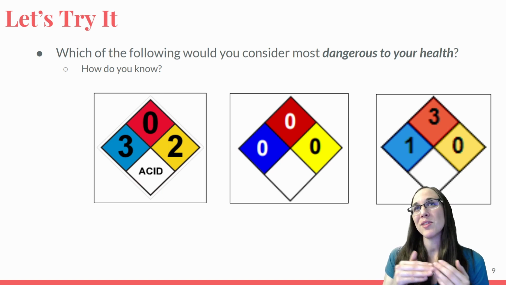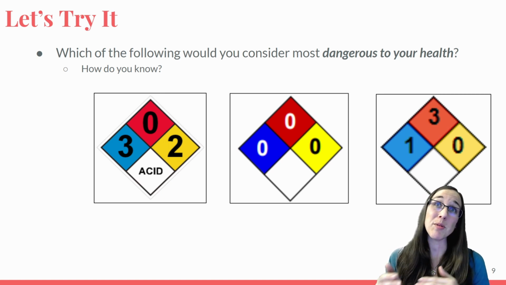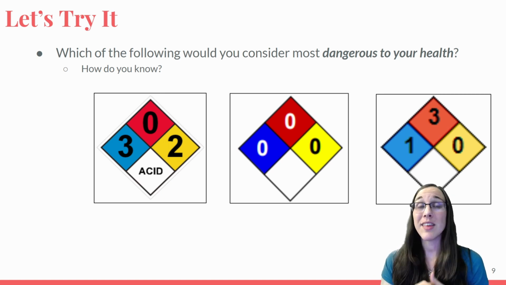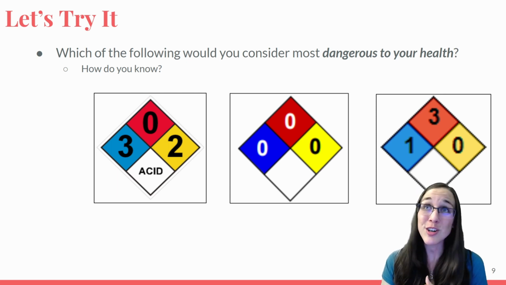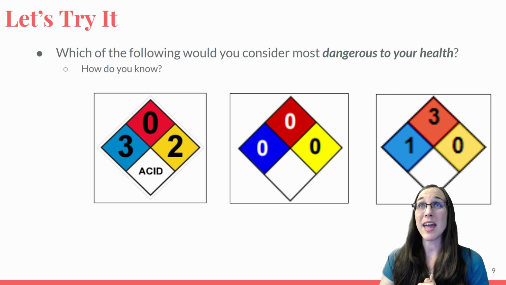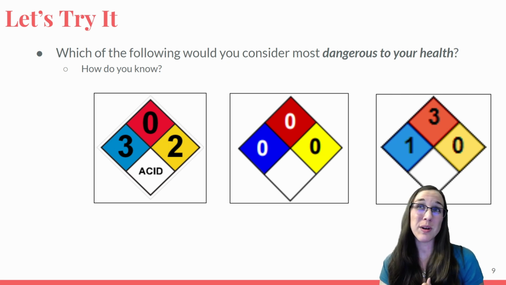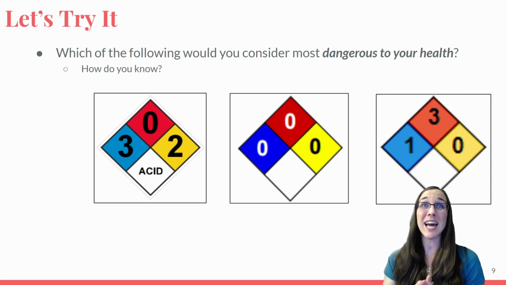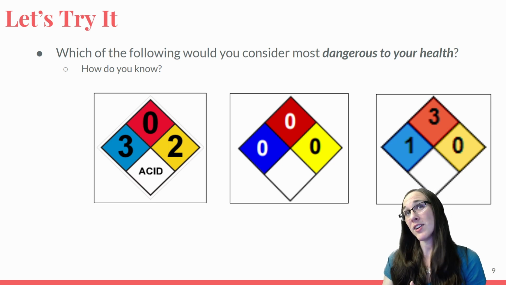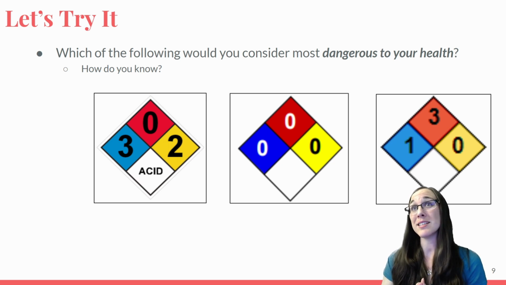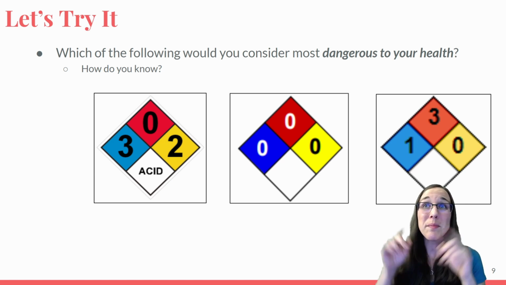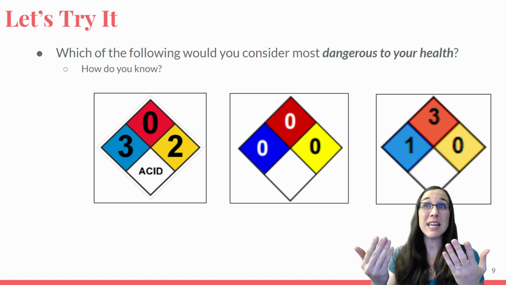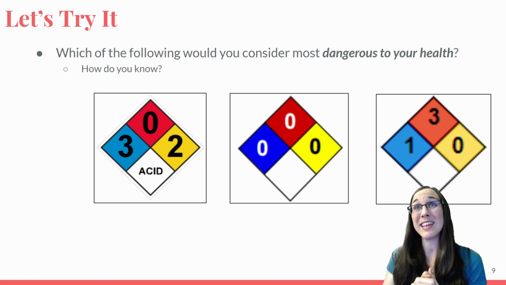So we're trying to look for the biggest number in the blue, and that would be the first one, 3. That 3 in the blue region is definitely suggesting that that chemical will hurt you. That first one, by the way, also has a 2 in the reactivity region, the yellow region, meaning that it's not very stable and it could react if you mix it with water. Now, if we were going to look at flammability, however, the one behind me would be the most dangerous because it has a 3 in the red area.